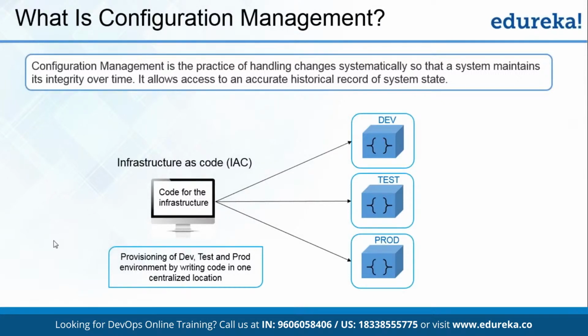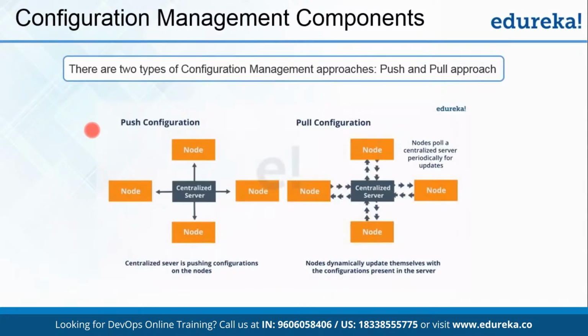So we'll move forward and we'll see what are the different type of configuration management approaches are there. Now there are two types of configuration management approaches. One is push configuration, another is pull configuration. All right. Let me tell you push configuration first. In push configuration, what happens, there's one centralized server and it has all the configurations inside it. If you want to configure certain amount of nodes, all right, say you want to configure 4 nodes as shown in the diagram. So what happens, you push those configurations onto these nodes.